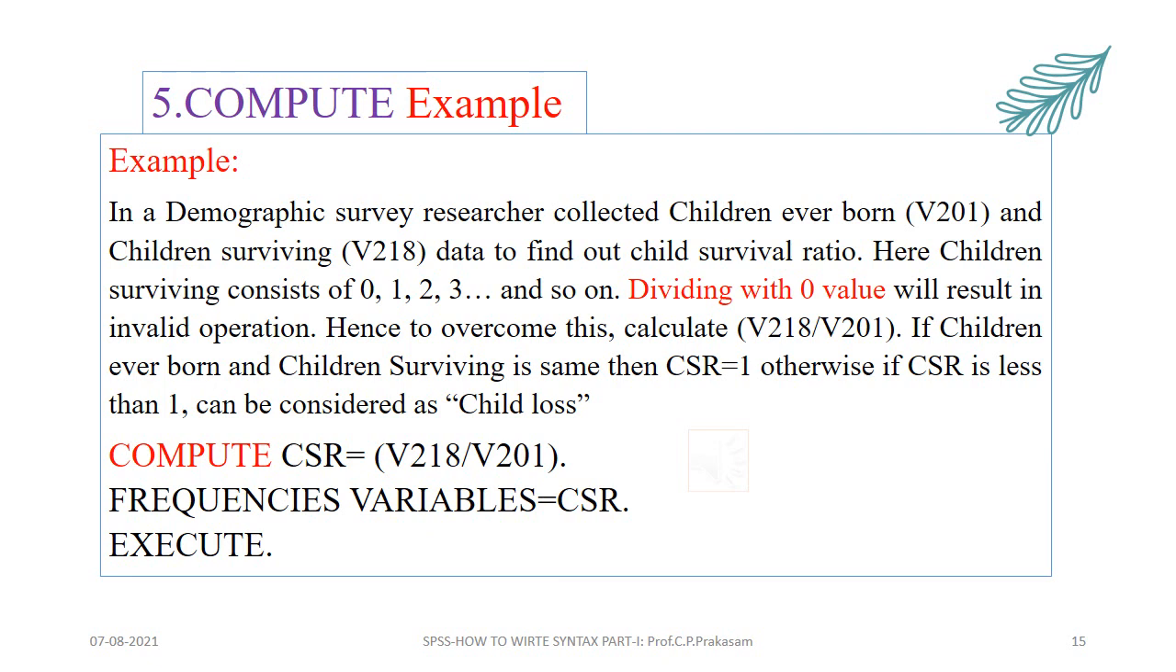If the children ever born and children surviving are the same, in that case CSR equals 1. Otherwise, if CSR is less than 1, we can consider it as a child loss. Therefore, for this command, COMPUTE CSR is the target variable equals V218, that is children surviving, divided by children ever born, V201. Then immediately you can write FREQUENCIES VARIABLES equals CSR to check whether it is coming properly, and execute, and it will execute the command.